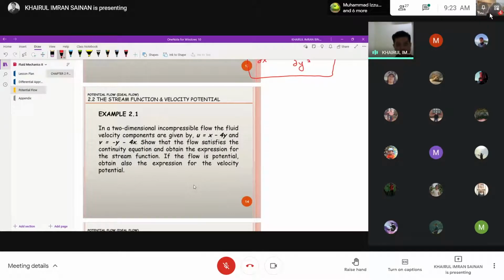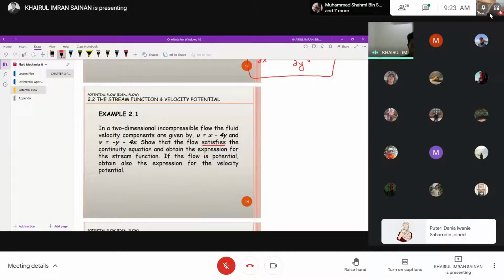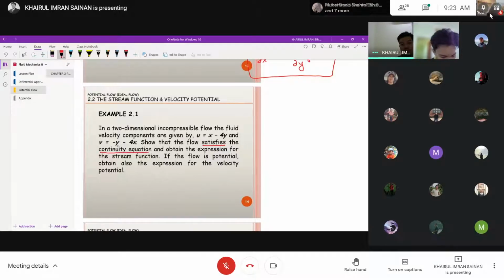Okay. So now you have the u and v, the velocity field. The first one, you need to show whether the flow satisfies the continuity equation or not, right? Do it for me now.